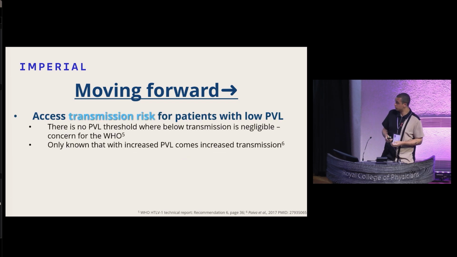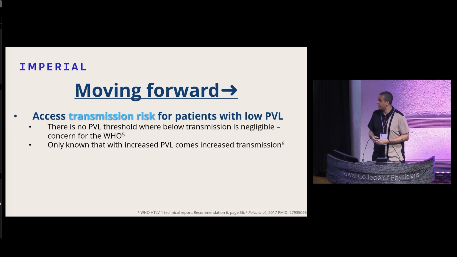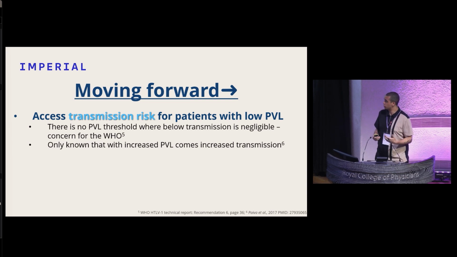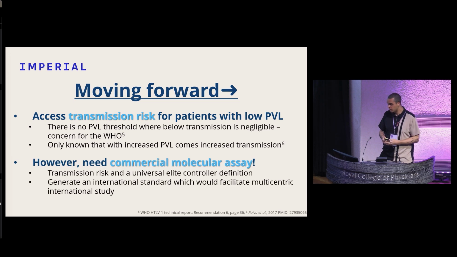I think it's also essential to assess the transmission risk of patients with low proviral loads. And currently, there is no proviral load threshold below which transmission is negligible for patients, and this is a particular concern for the WHO. It is only known that with increased proviral load comes increased transmission. However, I'll echo something that has been mentioned throughout the conference: to properly assess the transmission risk for these patients, as well as to develop a universal elite controller definition, it's essential that we develop a commercial molecular assay for HTLV1.